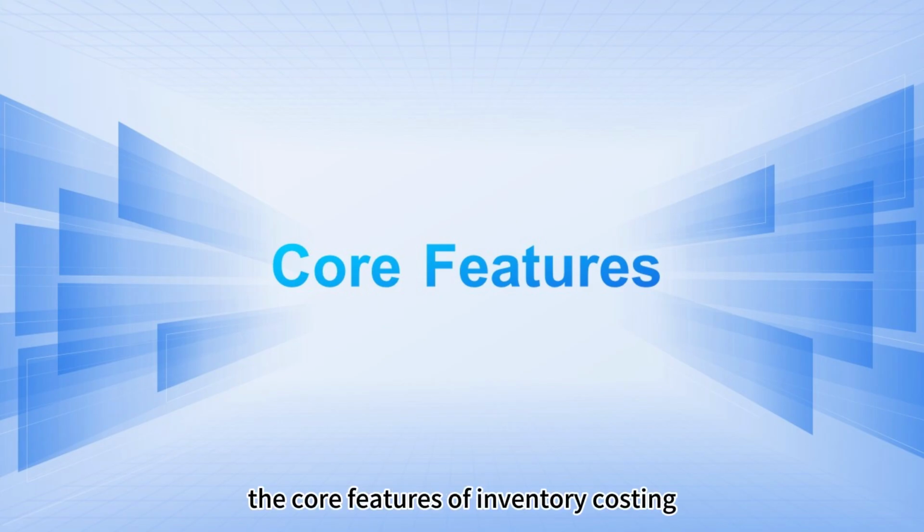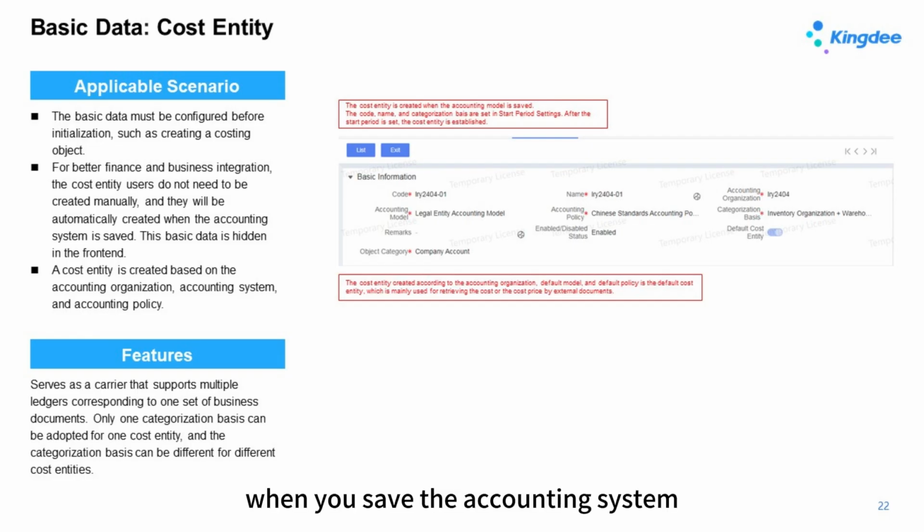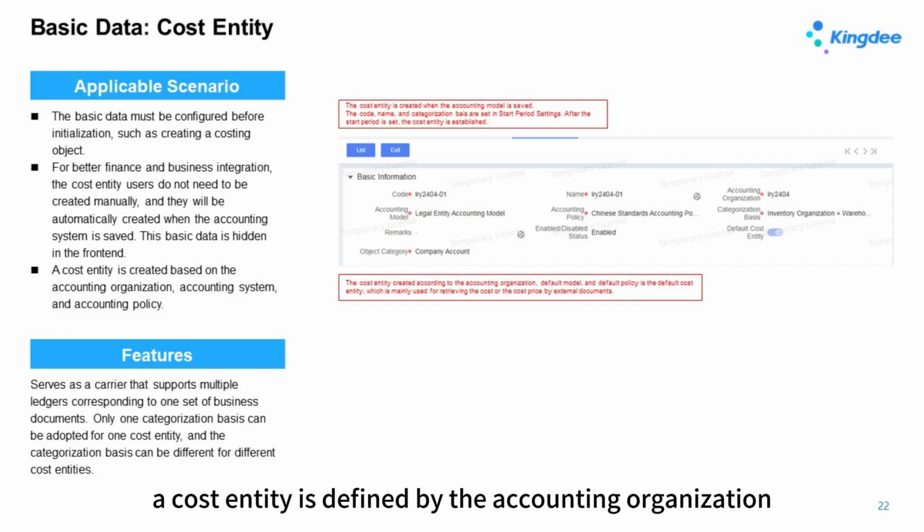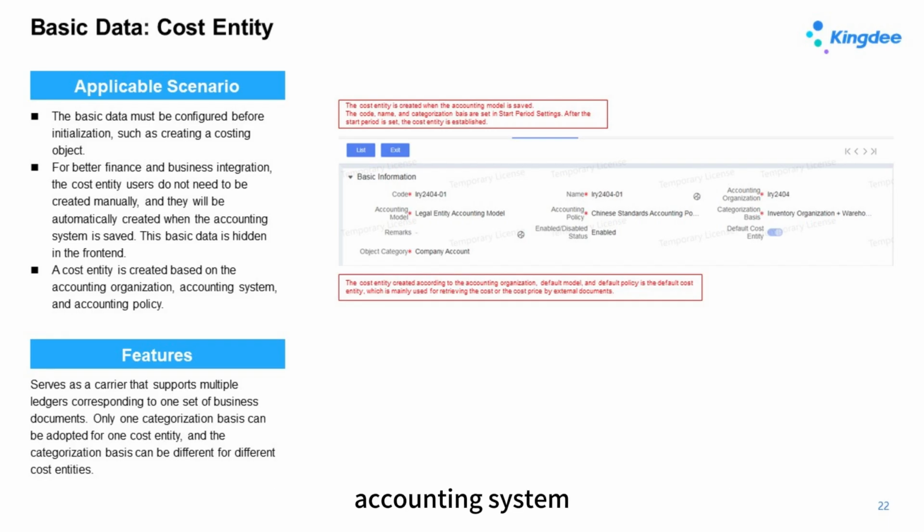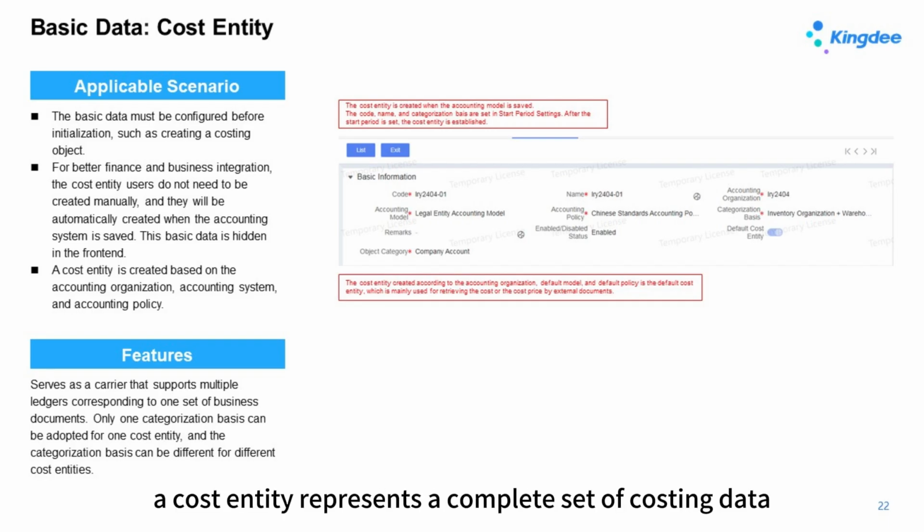Next, let's walk through the core features of inventory costing. When you save the accounting system, a cost entity is automatically created. A cost entity is defined by the accounting organization, accounting system, and accounting policy. In other words, a cost entity represents a complete set of costing data.